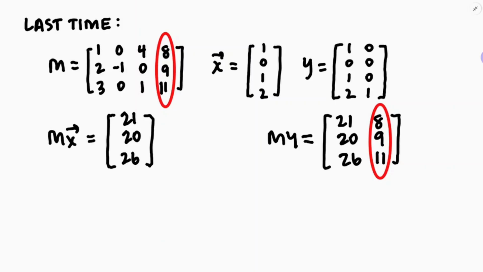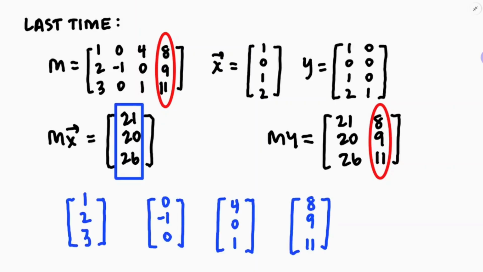So what we're talking about here is combinations of the columns when we're multiplying a matrix times a vector on the right. And so what I'm going to do is say, okay, this 21, 20, and 26, I'm going to show you how we can cook this up out of combinations of the columns of m. So that's 1, 2, 3, 0, negative 1, 0, 4, 0, 1, and 8, 9, 11.